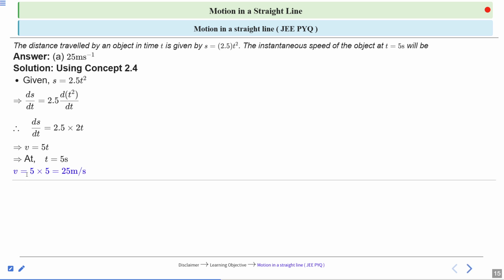So just substitute the value of t in the above relation. v is equal to 5t. So it will be 5 into 5 is equal to 25 meter per second. So the instantaneous speed of the object at t equal to 5 second will be 25 meter per second.